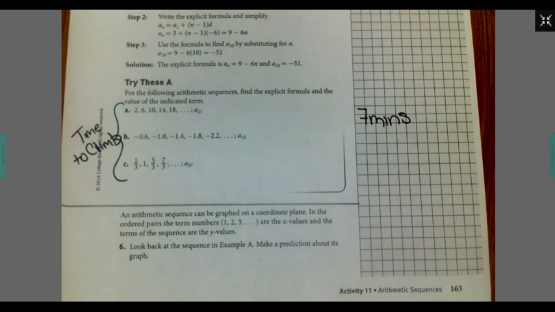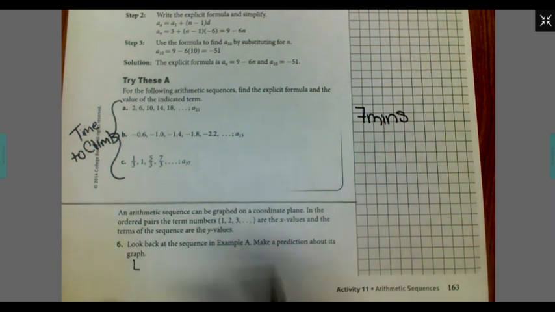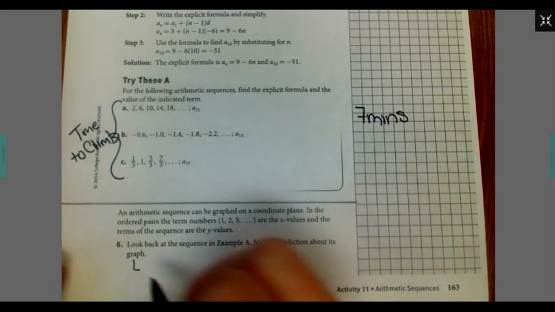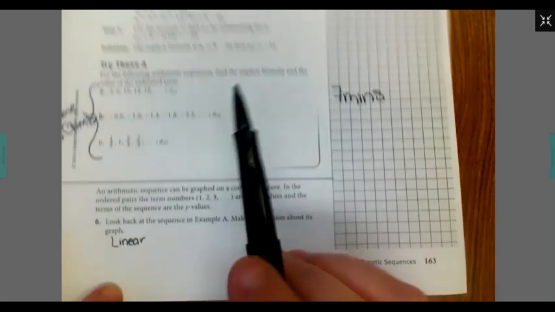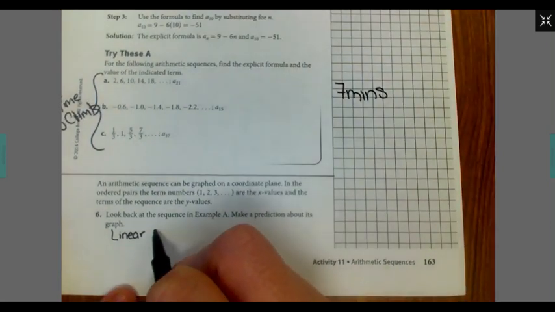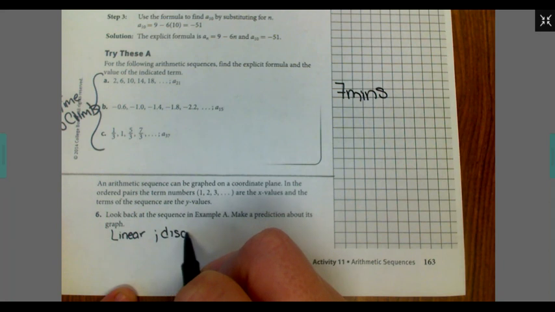Well, its graph is probably going to be linear, I would think, but it is going to be discrete because remember, we can't have a 1.5 stage. We either have a stage or a first term and a second term, but we can't have a 1.5 term. So I would say that this is going to be linear because we know that there's a common difference of -6. And I feel like the picture is also going to be discrete.